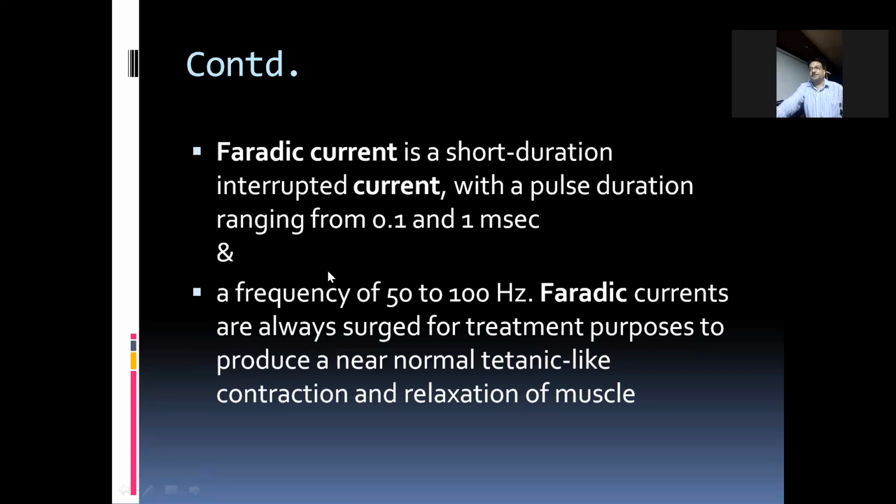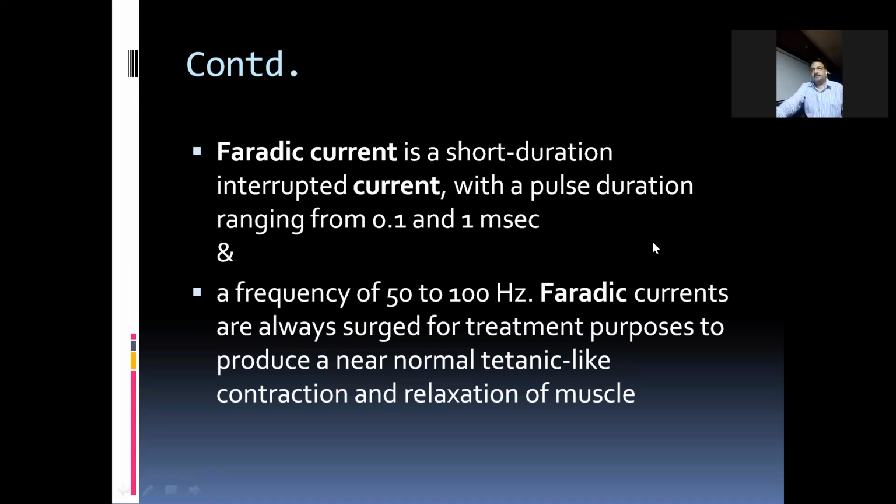We are using this faradic current at a frequency of 50 to 100 hertz, a short duration interrupted current with a duration of 0.1 to 1 millisecond. Generally, we are using 1 millisecond. And it is giving a kind of tetanic contraction. This is used for treatment purposes.